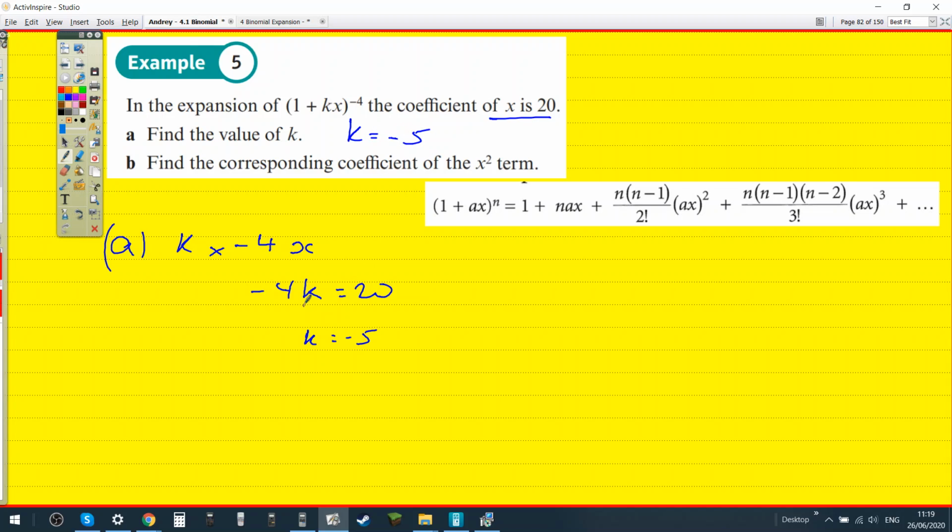And part B. So that would be -4 times -4 minus 1 over 2 factorial times k, oh no, minus 5x squared. Well done. Okay, see what you get there.